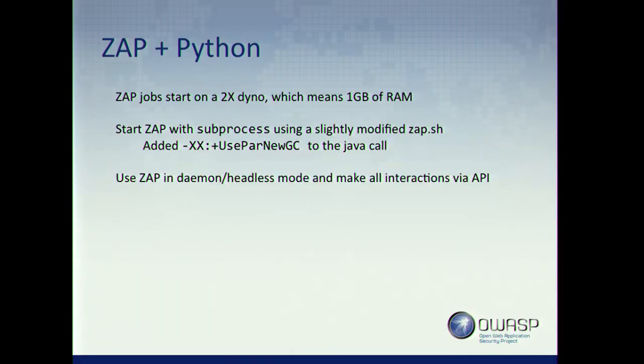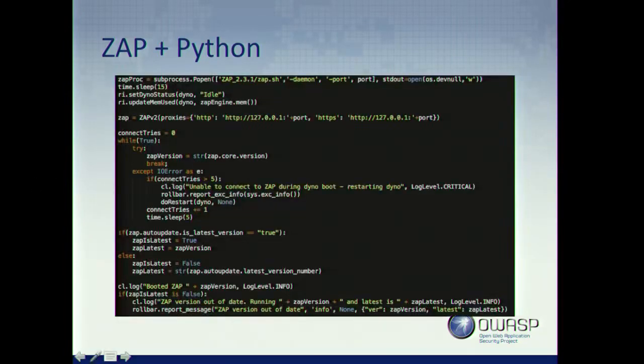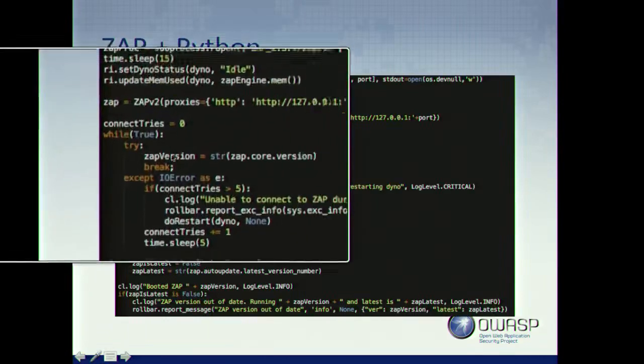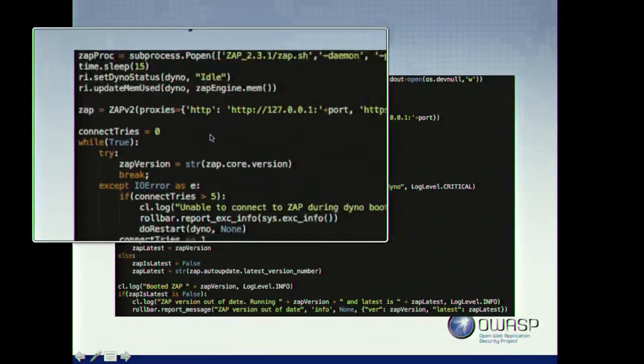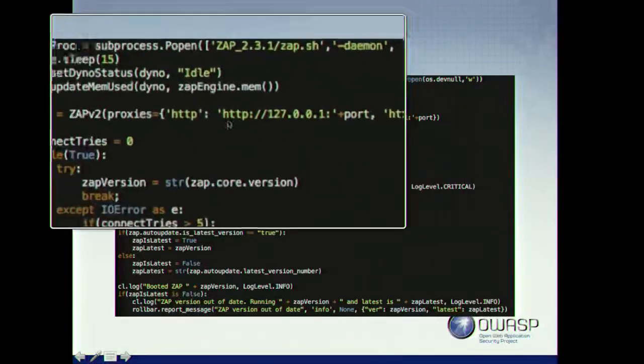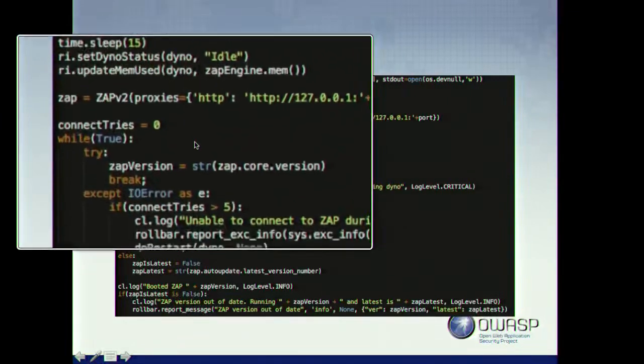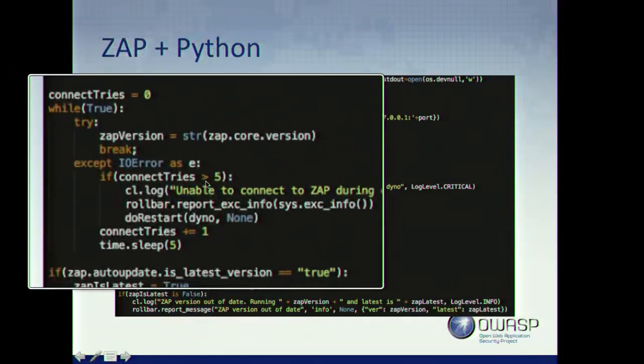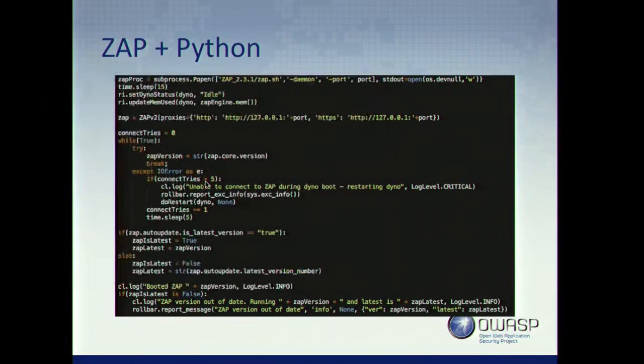And we are using it in headless daemon mode and making all of our interactions via the API. So if I jump in here, you can see basically how any of you using headless ZAP would be starting it with Python. We just start up ZAP using subprocess right here, connect to it with the ZAP Python API, and then just start trying to connect to it. And if for some reason startup failed, if we can't connect to it after about half a minute, we just kick the dyno and start fresh. It's basically IT 101, turn it off and back on again and see if that fixes it.